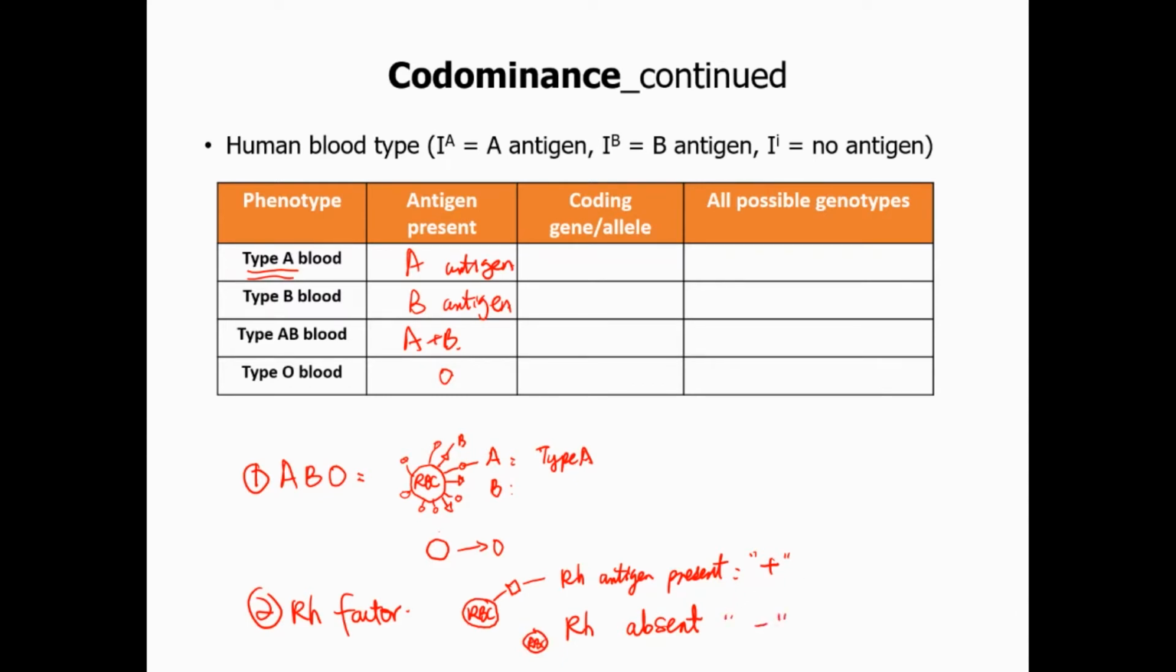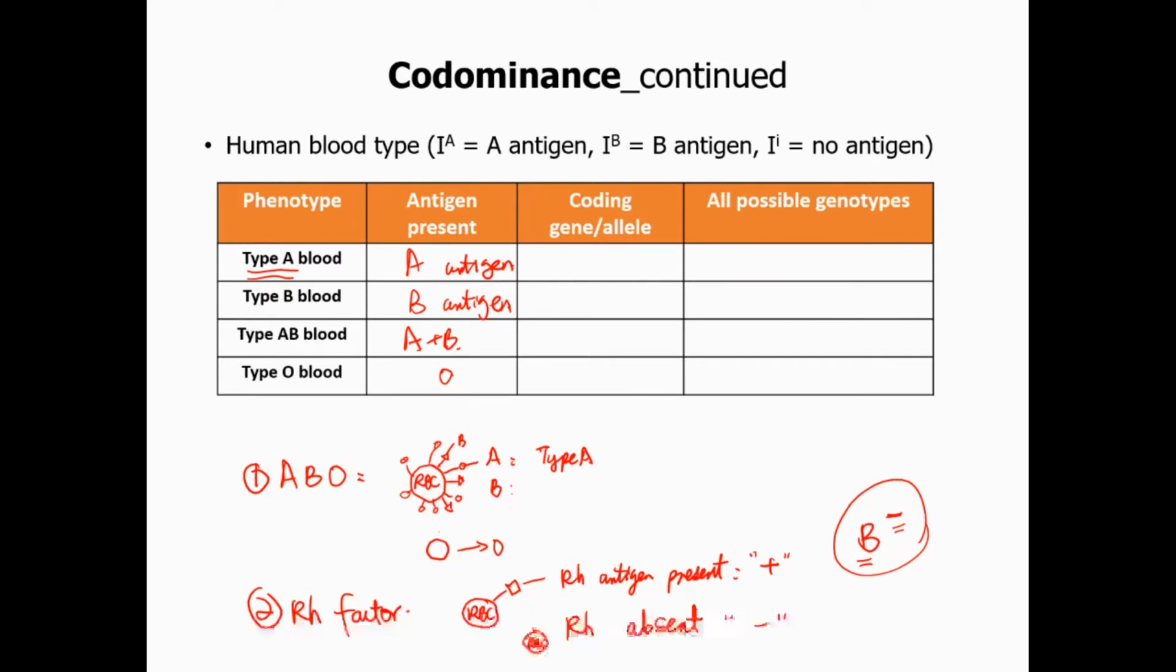Okay, so my blood type is B negative, so that means I have B antigen, I do not have RH antigen. Okay, so that's what it means. Alright, now let's go back to the table. So for the codominance, we are only concerned about the ABO system. So we're not going to consider RH factor in this example.